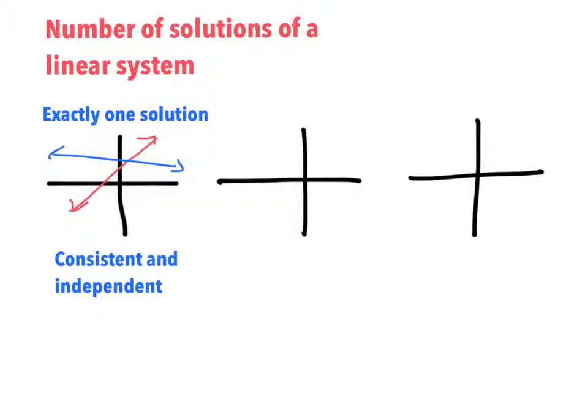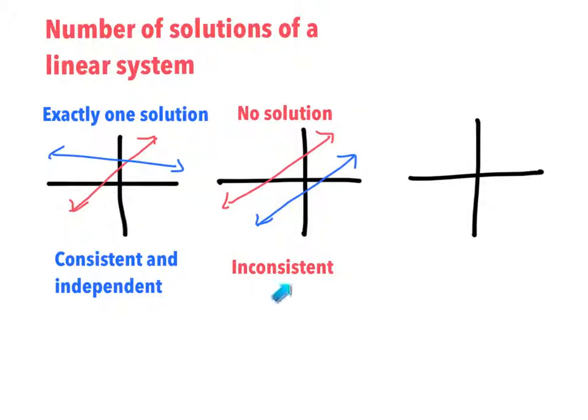The next would be if we had two parallel lines. Parallel lines will never intersect, so these have no solution. Parallel lines are inconsistent because they have no solution. So they can't be independent or dependent because they don't have any solutions at all.